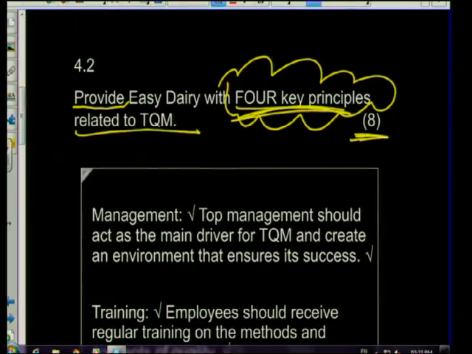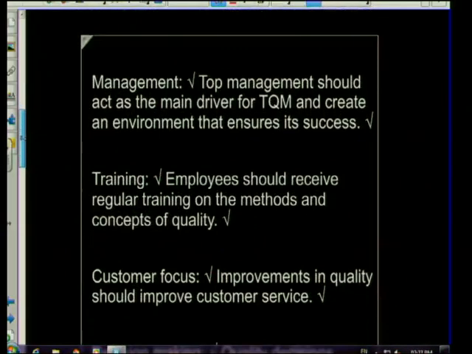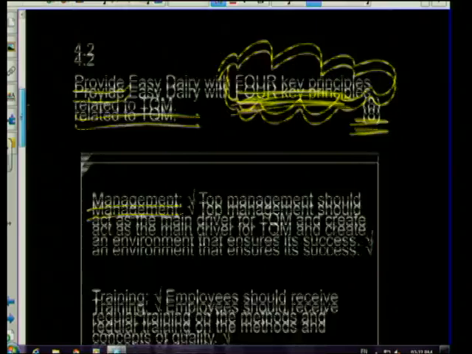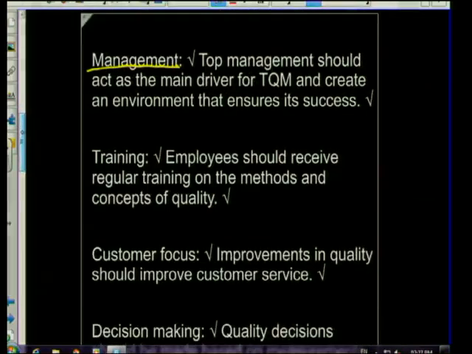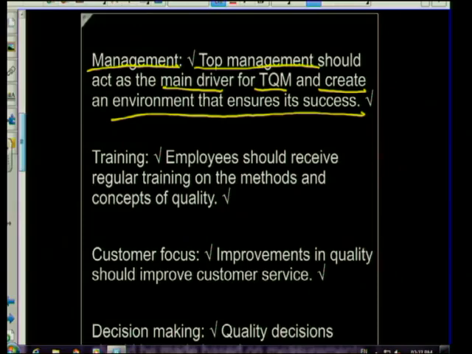So out of these 4 key principles, the first one would be, and it's not just 4 key principles, remember grade 12s, it's 4 key principles related to total quality management. So first off, management. So top management should act as the main driver for TQM and create an environment that ensures its success. So management has to take on a lot of responsibility and accountability to make sure that the TQM is not only implemented, but that it's actually functioning properly.